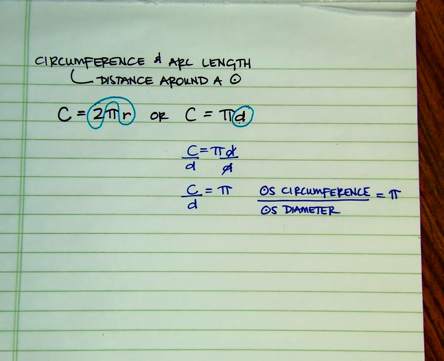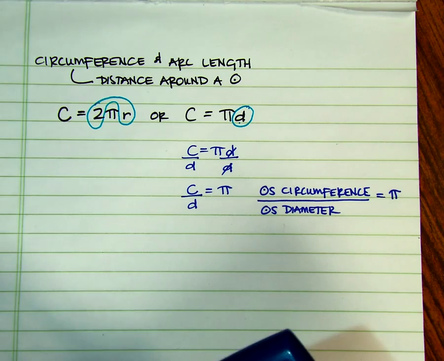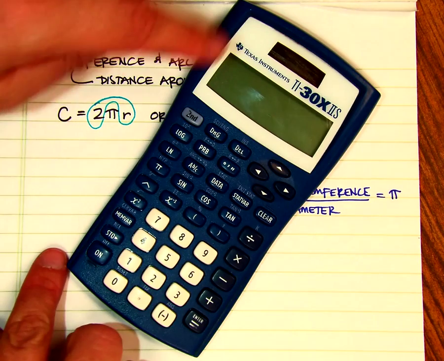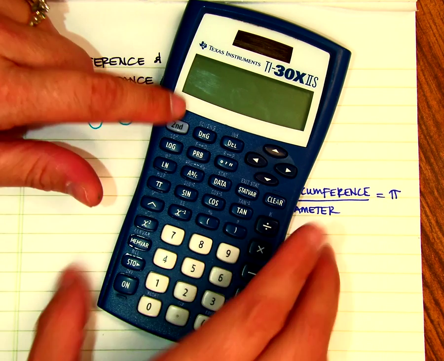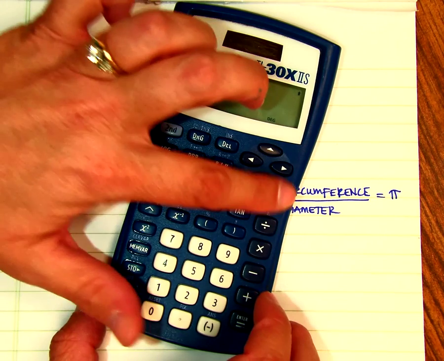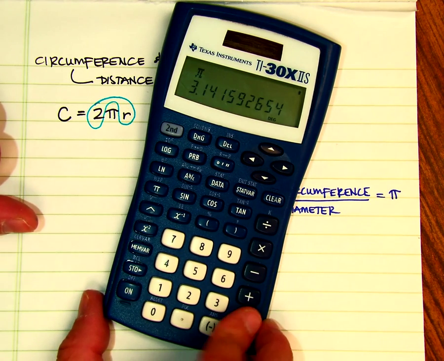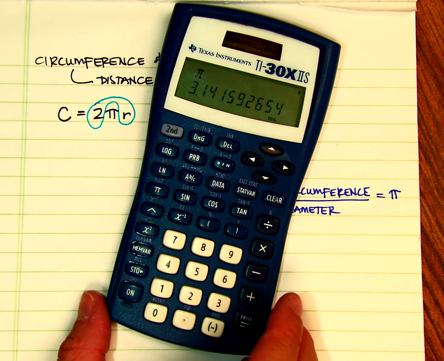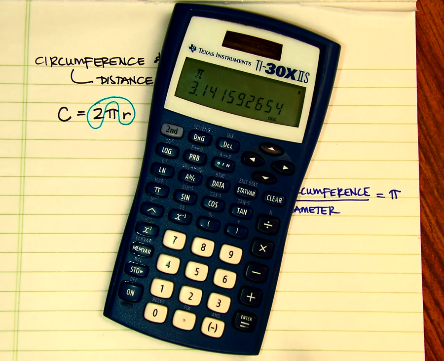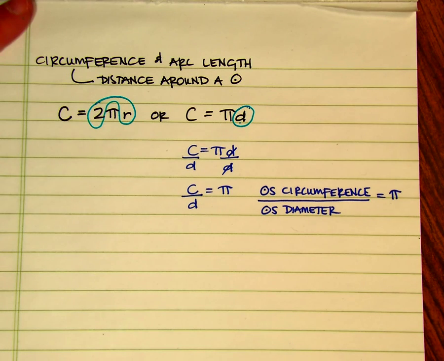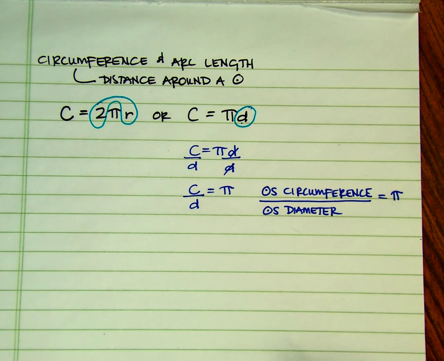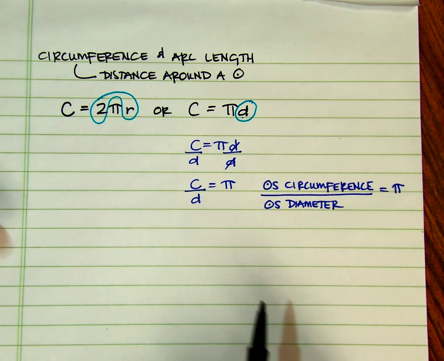There's actually a pi button on your calculator. If you're using one of mine, it has its own little button right there. If I hit it, you're going to see a whole bunch of decimals, 3.141592654. I would highly suggest, as you're working, to not just use 3.14, but instead at least carry it out to 3.14159. That way you are getting answers that are a little more accurate. So that is how we find circumference.